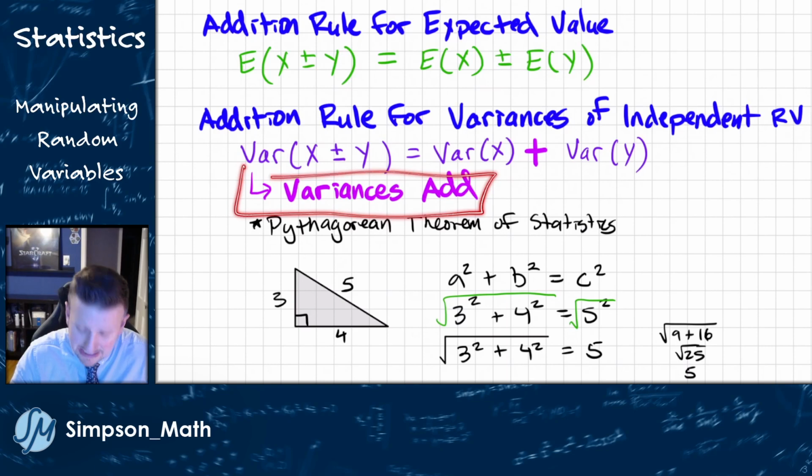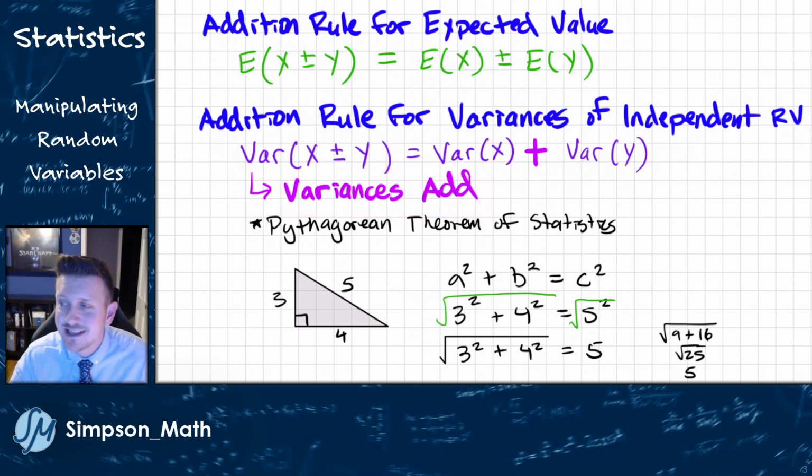So here's this rule. It's great because if you've listened to any part of me, you realize I tend to ramble and say a lot of words, but I love this rule because it's simple. It's just two words, and both words are equally important. So the addition rule for variance of independent random variables is just this: variances add. So both of them are important.